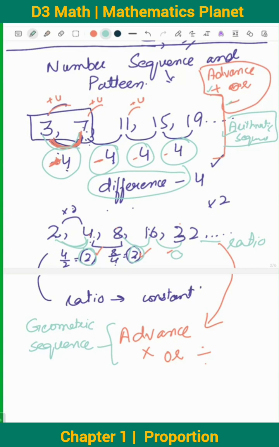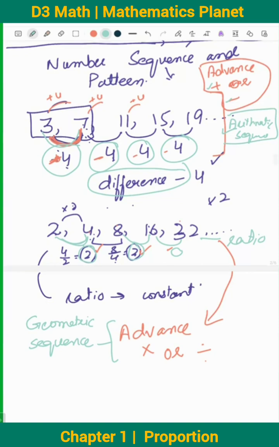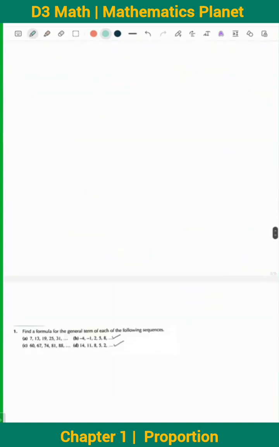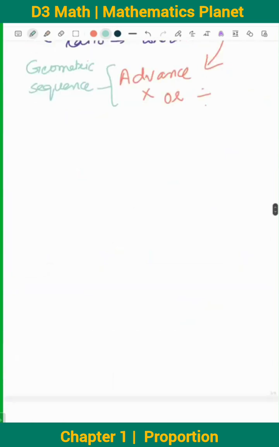Is everything clear up till now? Yes. Today we are only going to learn about arithmetic sequence. We will solve questions related to arithmetic sequence, inshallah. So first of all, before starting the exercise, let me tell you one formula for arithmetic sequence.